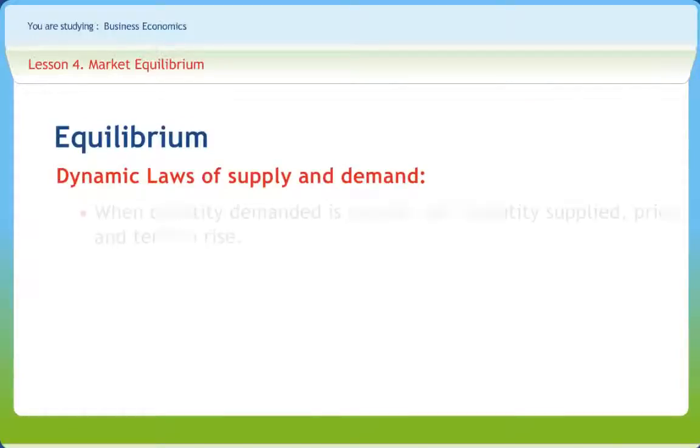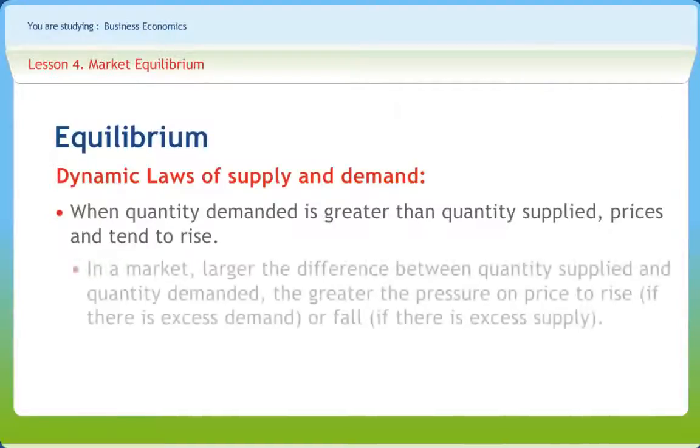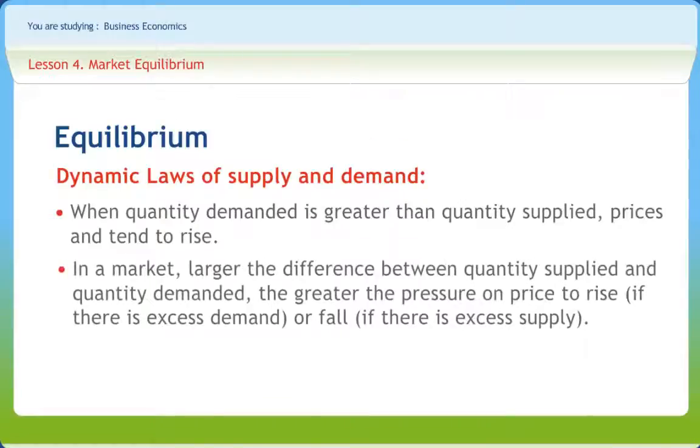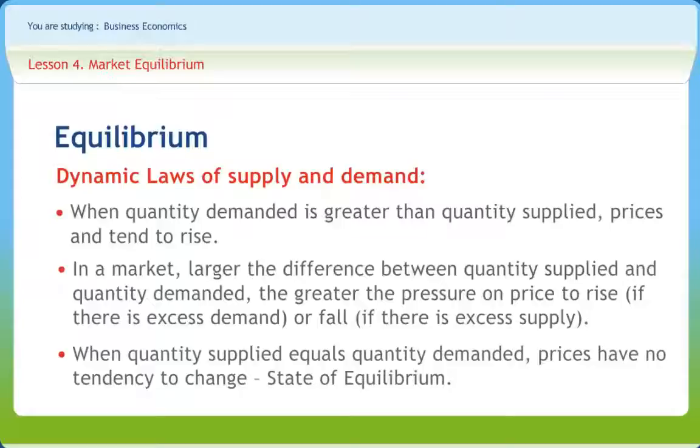Number one, when quantity demanded is greater than quantity supplied, the prices tend to rise. And when the quantity supplied is greater than the quantity demanded, prices tend to fall. Number two, in a market, the larger the difference between quantity supplied and quantity demanded, the greater the pressure on price to rise or fall. And last, when quantity supplied equals quantity demanded, prices have no tendency to change. Price theories answer the question of interaction of demand and supply to determine price in a competitive market.